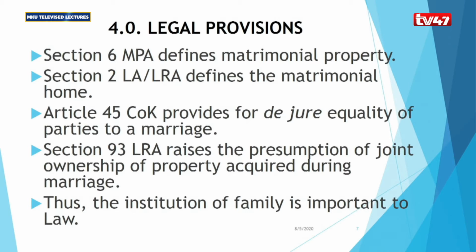The institution of the family, therefore, and the institution of marriage are jointly important to the law. And why am I saying this? Starting all the way from Article 45 of the Constitution, equality of parties to marriage, running down to Section 2 of the Land Registration Act, the matrimonial home is part of matrimonial property, going to Section 6, Matrimonial Property Act, matrimonial property is defined, and the matrimonial home is part of it. Then back to Section 93, Land Registration Act, that section raises a presumption of joint ownership of property acquired during the marriage.